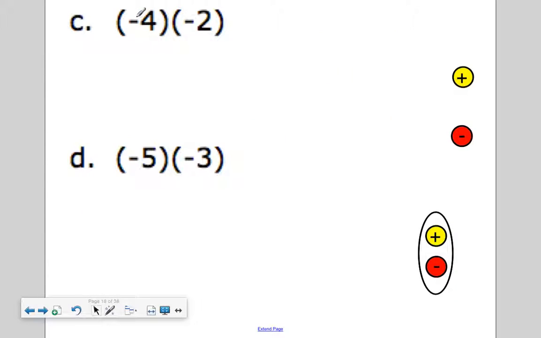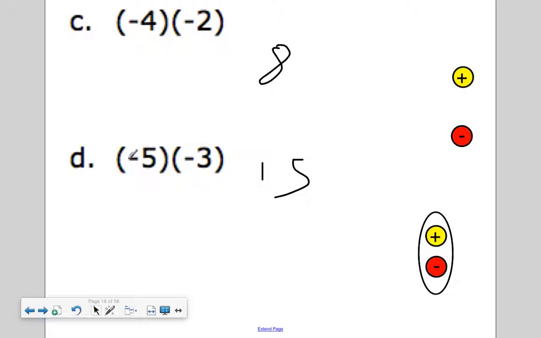Next one. Opposite of 4 groups of negative 2. 4 groups of negative 2, that's negative 2, negative 2, negative 2, negative 2, that's negative 8. Opposite of that is 8. Opposite of 5 groups of negative 3. What's 5 groups of negative 3? Negative 3, negative 3, negative 3, negative 3, negative 3. That's negative 15. Opposite of that is 15.